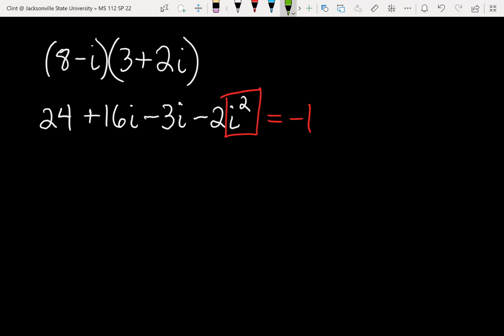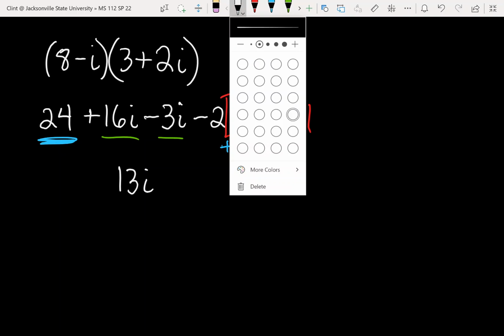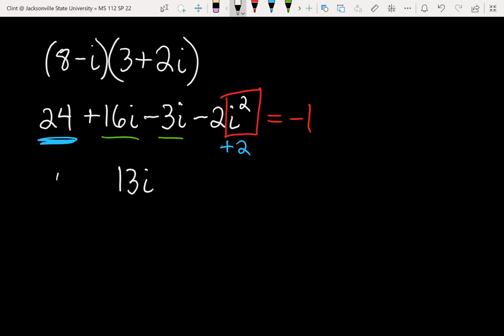So two things to do. We can combine our like terms in the middle. So 16 minus 3 is 13I. And then here we've got 24. Here, -2 times -1 turns into +2. So 24 plus 2 gives us 26. And if we put it in the normal order, we have 26 plus 13I.